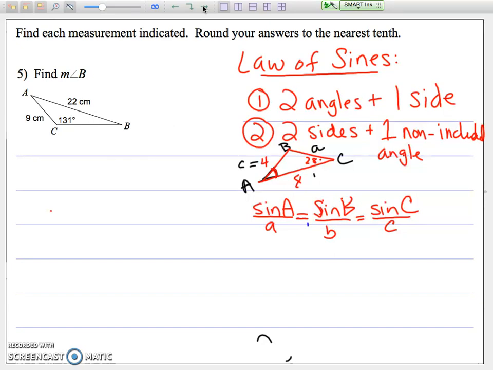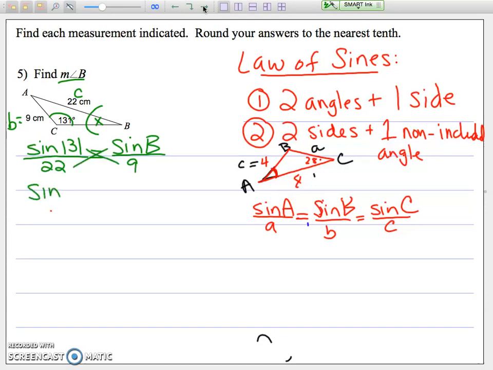All right, so what do I have here? I have angle C. This is little c. I want to find the measure of angle B. This is little b. So this, once again, is going to be the sine of 131 over 22 equals the sine of B over 9. And I'm going to cross multiply and divide. So I get the sine of B times 22 equals the sine of 131 times 9. Notice I'm going to divide by 22.